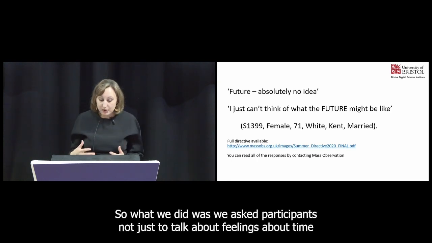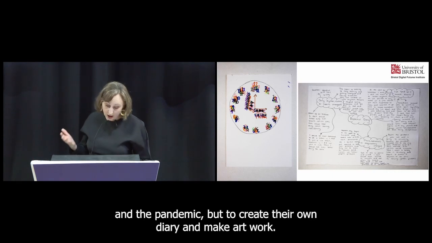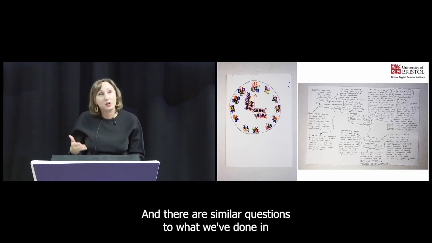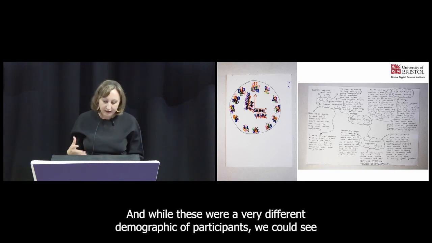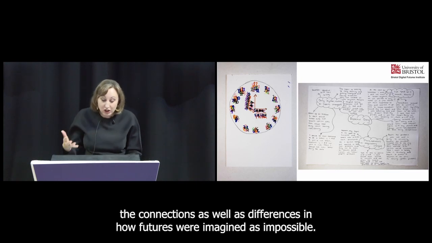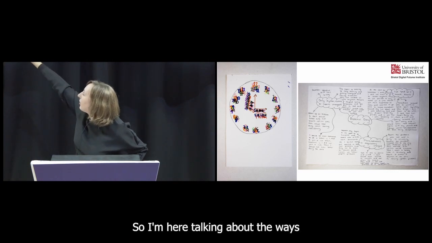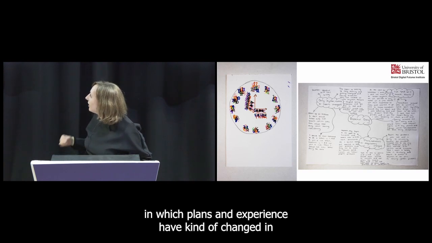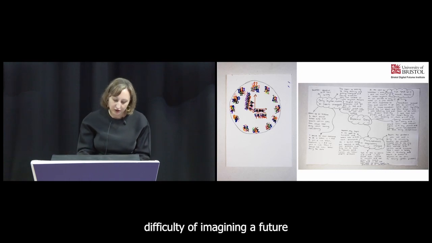What we did was ask participants not just to talk about feelings about time and the pandemic, but to create their own diary and make art, with similar questions to what we used in the Mass Observation directive. While these were a very different demographic of participants, we could see the connections as well as differences in how futures were imagined as impossible. Here, they talk about the ways in which plans and experiences had changed, and this difficulty of imagining the future.